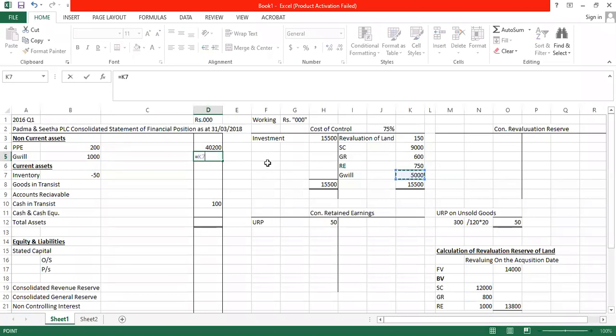Now our calculated goodwill is 5,000, so you have to impair that. It means our value is reduced by 1,000. So you have to deduct this 1,000 as it is impaired, right? It's 4,000. Now the goodwill is 4,000.